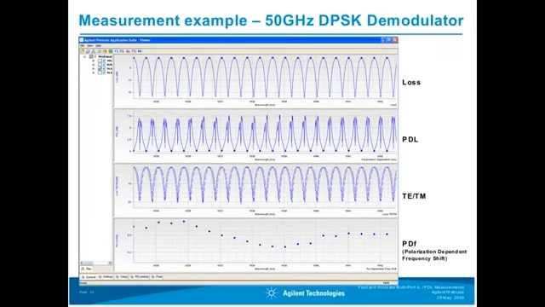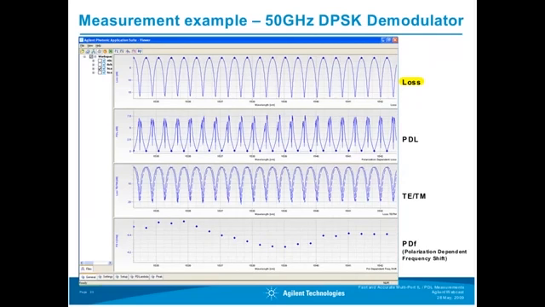This device which we look at here, that is a 50 gigahertz DPSK demodulator. So we see here on the top measurement curve the loss characteristics, as you may expect. So that's the characteristic of a Mach-Zehnder interferometer.